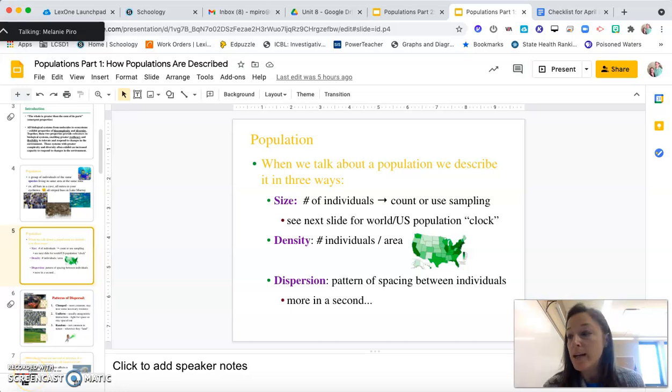All right, so we are here to talk about populations and how they are described. When we describe a population, there are three things we're going to look at. Size, so literally how many kangaroos are in that population, how many warthogs, whatever. The number, density, so how dense are they populated? Is it 2 kangaroos per square mile, or is it 3,000 kangaroos per square mile? Not dense versus dense. And then dispersion, how are they scattered out in their environment?